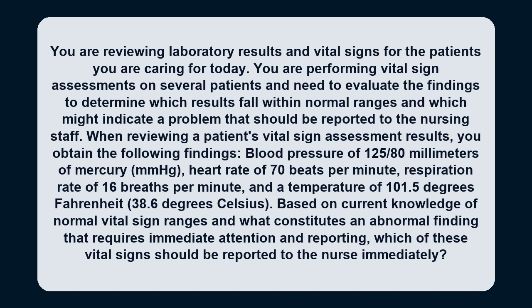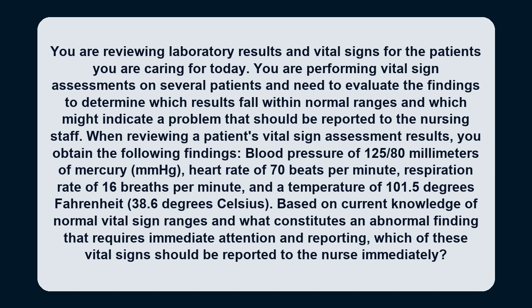Question 2. You are reviewing laboratory results and vital signs for the patients you are caring for today. You are performing vital sign assessments on several patients and need to evaluate the findings to determine which results fall within normal ranges and which might indicate a problem that should be reported to the nursing staff.